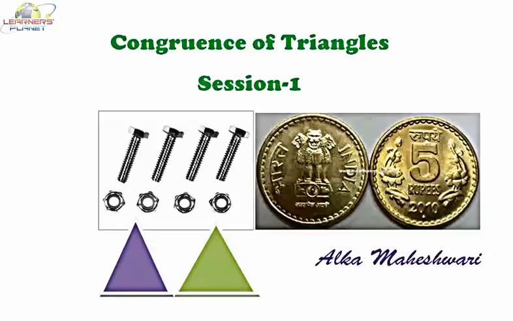In each case, you will see that the two objects coincide with each other exactly. Okay, so this is the basic concept of congruency. So basically, an item is congruent to another when both of them are identical in all respects, that is shape and size.